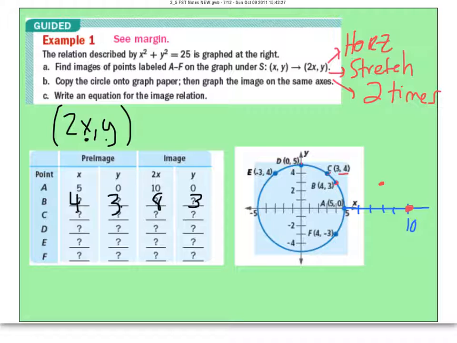Let's take the ordered pair 3, 4. Okay. Well, 3, 4 is going to be here. If I put 3 in for x, it's going to go to 6 and then 4. So 6, 4 is right here. Then the last one, let's take 0, 5. If I put 0 in here for x, 2 times 0 is 0. If I put 5 in for y, it's still 5. So I have the ordered pair 0, 5. So the first quadrant on this shape is going to be right there.